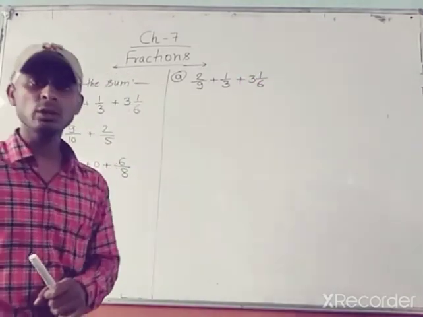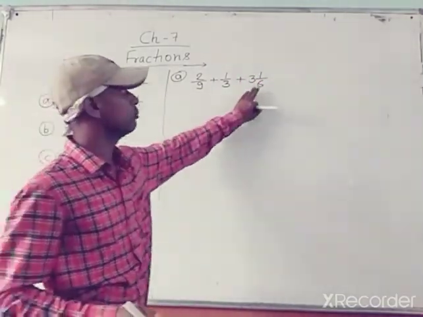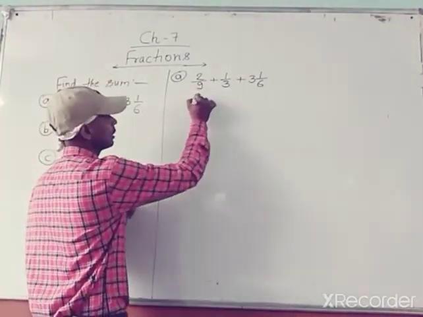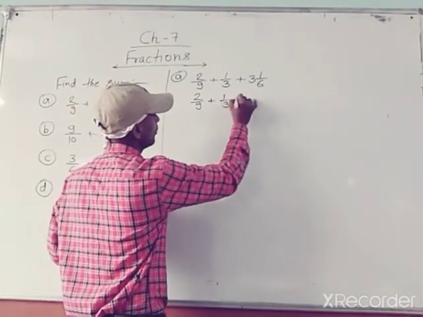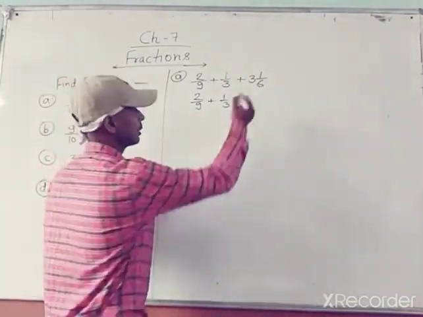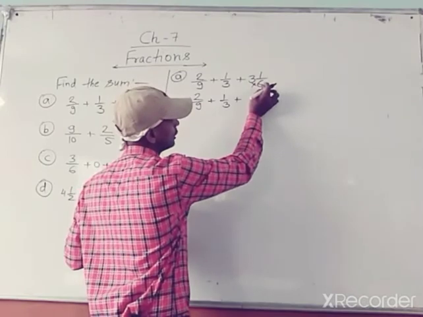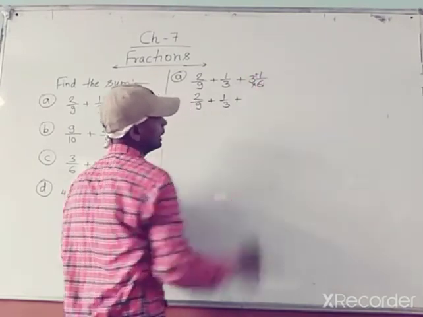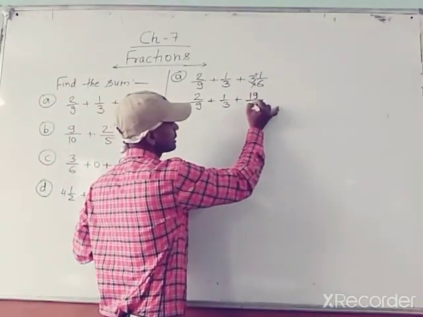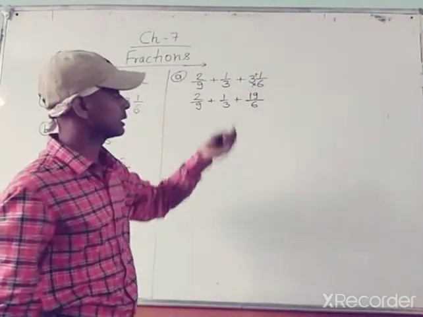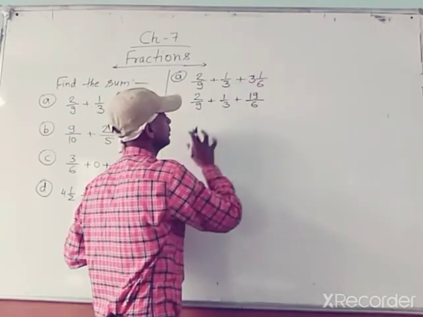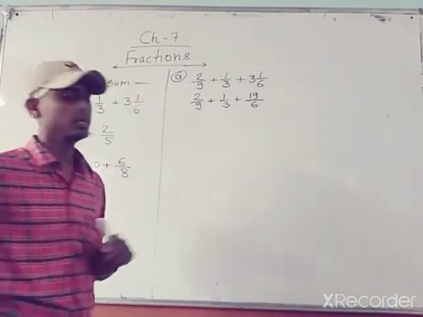First of all, you will have to convert the mixed fraction into an improper fraction for the sum. See how? 2 by 9 plus 1 by 3 plus, convert the mixed fraction into improper: multiply the denominator with the whole number and whatever you get, add into the numerator. 6 threes are 18, 18 plus 1 is 19. So 19 by 6 is equal to 3 1 by 6. Now find the sum of 2 by 9, 1 by 3 and 19 by 6.